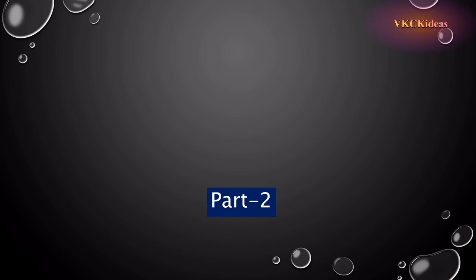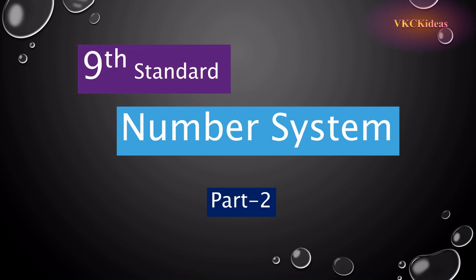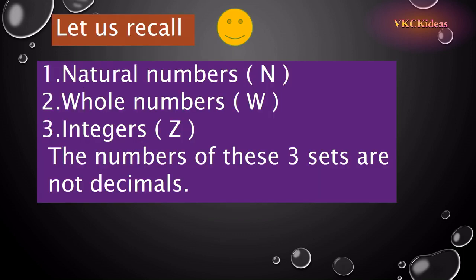Let us move on to part 2 of number system from your ninth standard. It was a very interesting topic. We learned that there are plenty of numbers, countless numbers. That means there were infinite numbers on the number line. We classified them according to our convenience. Integers contain positive numbers and negative numbers along with 0.